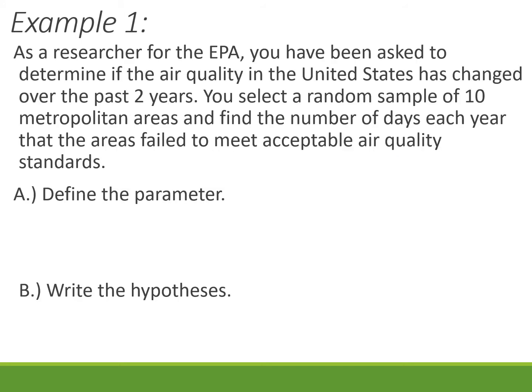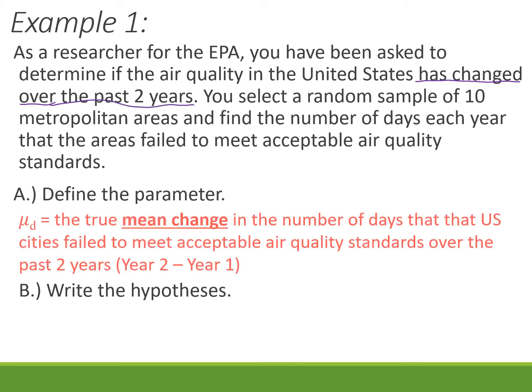So let's actually work through this problem, and we want to determine, has this air quality changed over the past 2 years? So, defining the parameter. We don't care about the groups individually. What we care about is the difference. So we're going to say, instead of just mu, mu sub d, with that d meaning difference. This is the true mean change in the number of days that the US cities failed to meet acceptable air quality standards over the past 2 years.